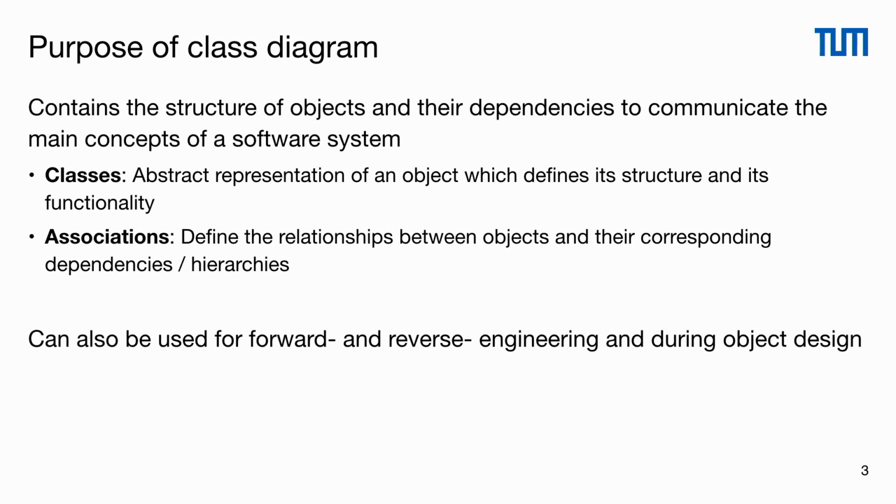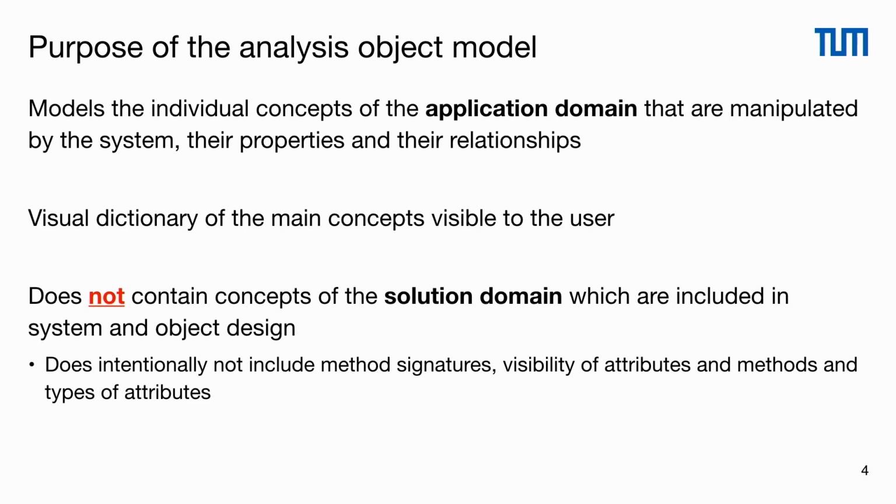So let's come to the purpose of the Analysis Object Model, which uses the class diagram. The Analysis Object Model is used to model individual concepts of the application domain, so it can be seen as a visual dictionary of the main concepts visible to the user. However, it does not contain solution domain knowledge, like the choice of the programming languages. This information is included in the system and object design phase of the software development lifecycle.